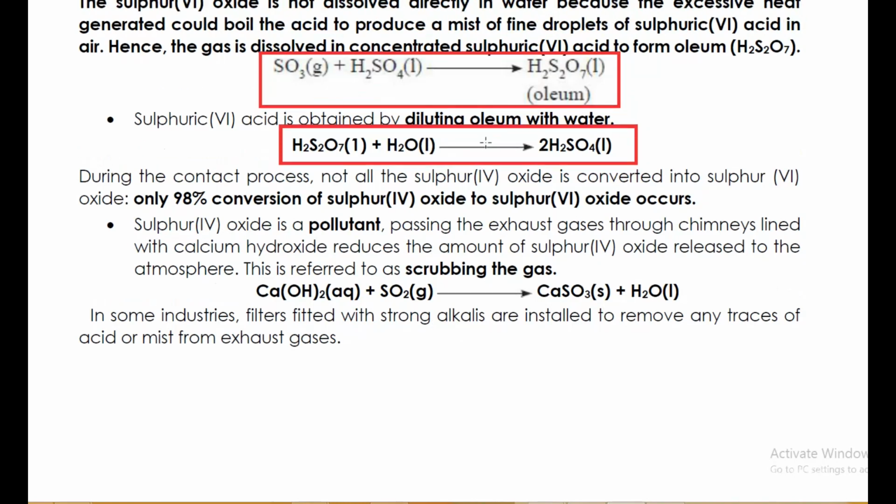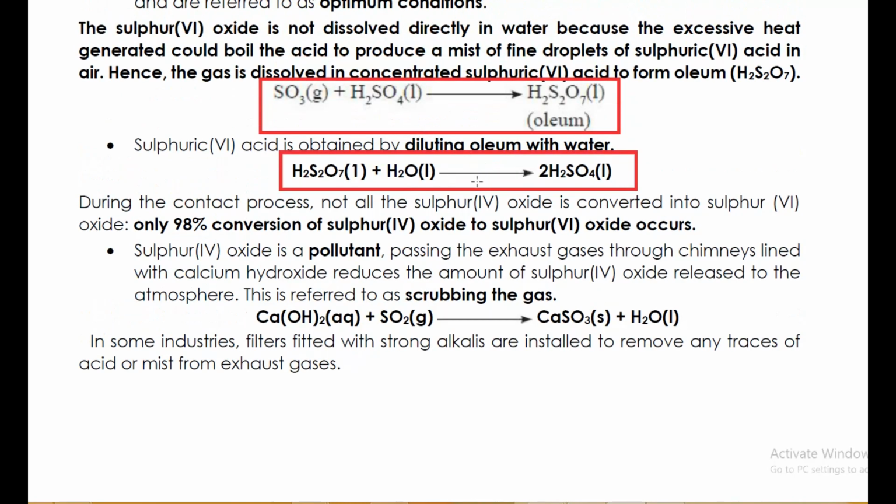Some of the sulfur 4 oxide escapes to the atmosphere. We know the effect of sulfur 4 oxide in the atmosphere because it is an acidic gas, so it is going to react with rainwater to form acid rain. So we don't want that. We need to remove it from there. How do we remove that?